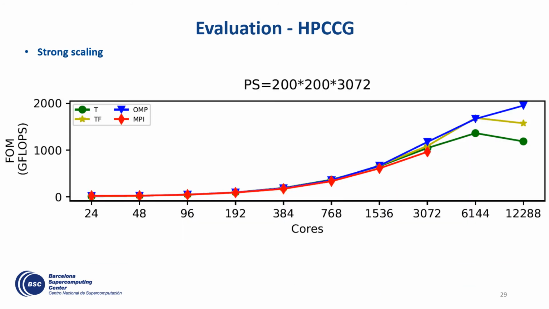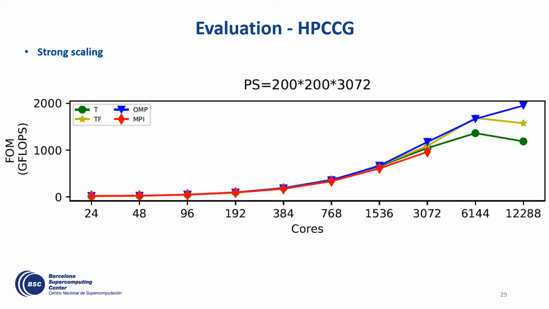As with LULESH, we did 2 experiments, strong scaling and weak scaling. In this slide, we show the results of the strong scaling. We see that all versions perform very similarly up to 3K cores. On that point, the MPI version cannot keep running because the mesh cannot be further split in more MPI processes.